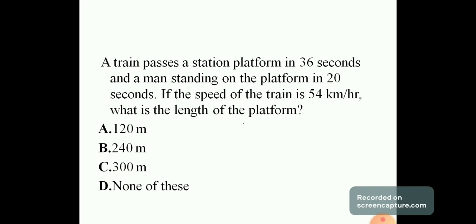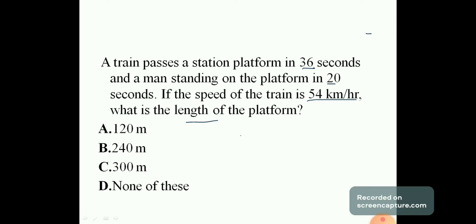Okay, we can move to the next question, third question. A train passes a station platform in 36 seconds and a man standing on the platform in 20 seconds. If the speed of the train is 54 per hour, what is the length of the platform? Here also we have to find out the length of the platform. Here two rules that we have to use, that is train versus stationary object of no length and train versus stationary object of certain length.